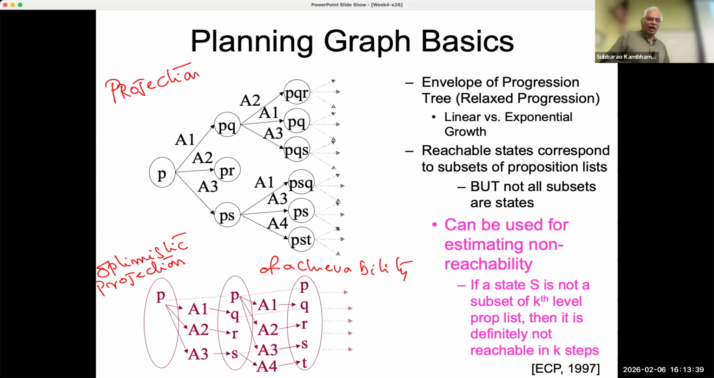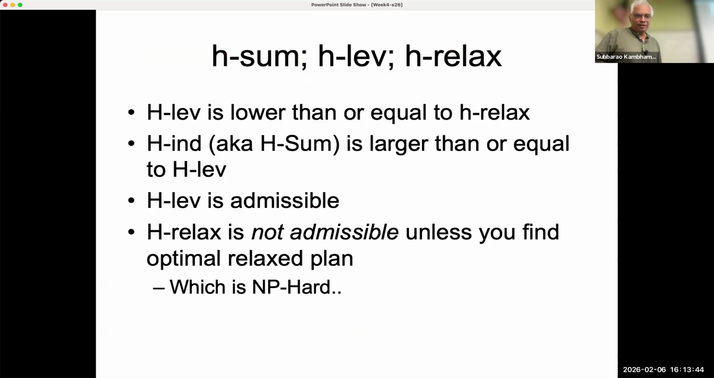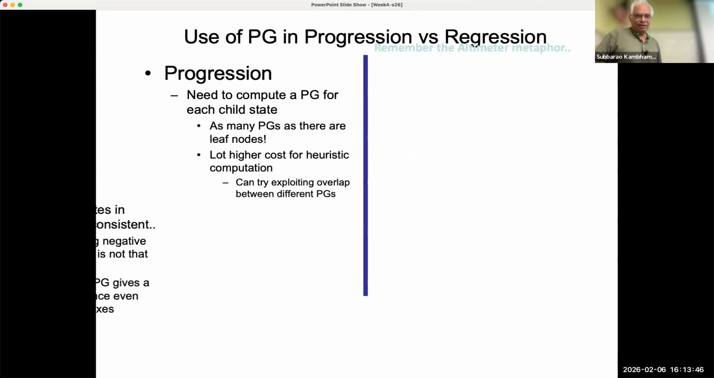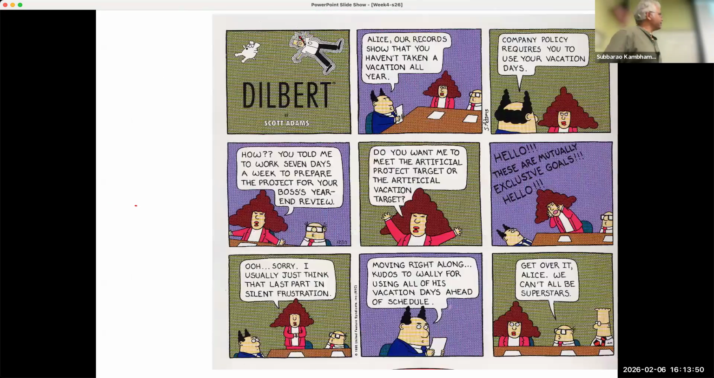The simplest would be, let me show you a Dilbert cartoon. Yeah, there you go. That's the Dilbert cartoon. I just made it for this. Read this cartoon. So Alice, our records show that you haven't taken a vacation all this year. Company policy requires you to use your vacation days. Then Alice says, you told me to work 7 days a week to prepare the project for your boss's year-end review. Do you want me to meet the artificial project target or the artificial vacation target?